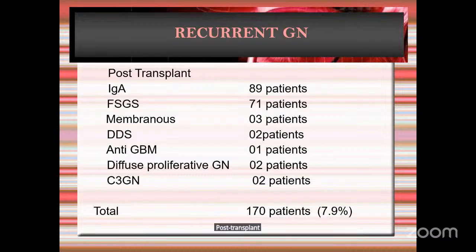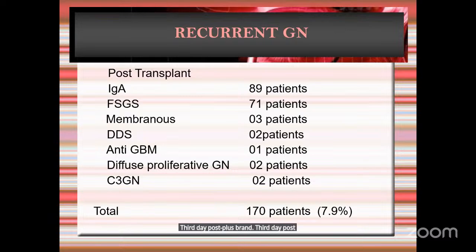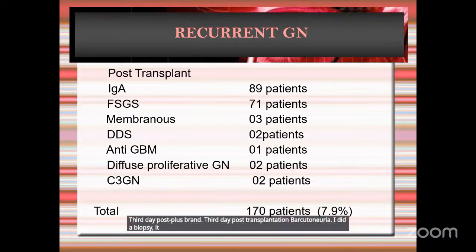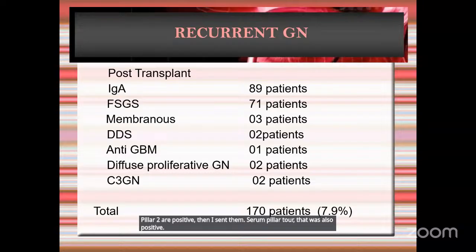Post-transplant, this is the total picture of glomerular disease in India. IgA, FSGS, membranous, 3 patients, 1 membranous actually recurred. On the 3rd day post-transplant the patient got proteinuria. I did a biopsy. It was a picture of membranous, PLA2R positive. Then I sent a serum PLA2R. That was also positive. And I treated him with rituximab and he's doing well.